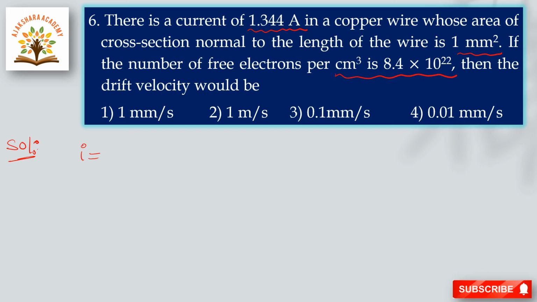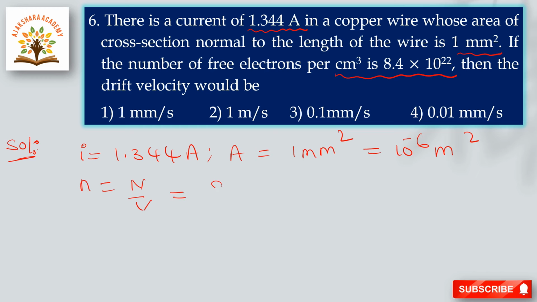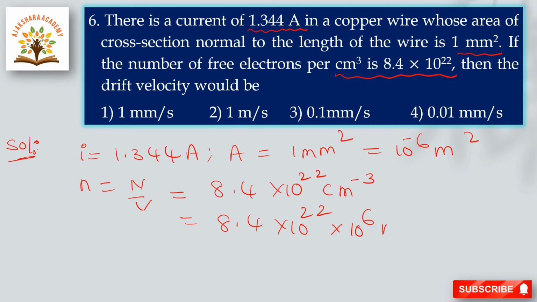Given current I is equal to 1.344 amperes and A is equal to 1 millimeter square, converting into meters 10 to the power of minus 6 meter square, and n is equal to N by V, that is equal to 8.4 into 10 to the power of 22 centimeter to the power of minus 3, converting into meters 8.4 into 10 to the power of 22 into 10 to the power of 6 meter to the power of minus 3, and this can be written as 8.4 into 10 to the power of 22 plus 6, 28 meter to the power of minus 3.